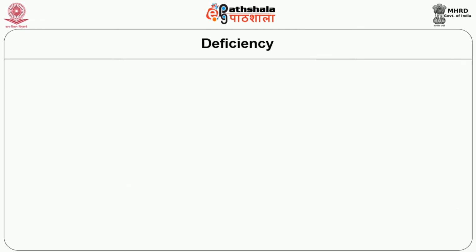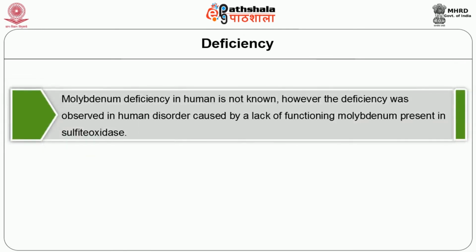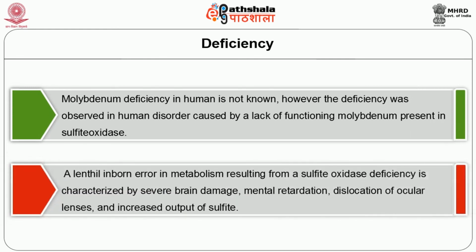Deficiency of molybdenum. Molybdenum deficiency in humans is not known. However, a deficiency was observed in a human disorder caused by a lack of functioning molybdenum present in sulfite oxidase, a lethal inborn error in metabolism. Sulfite oxidase deficiency is characterized by severe brain damage, mental retardation, dislocation of ocular lenses, and increased output of sulfite.